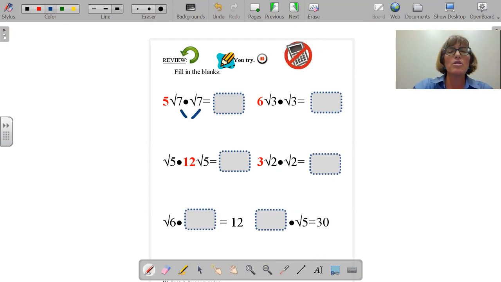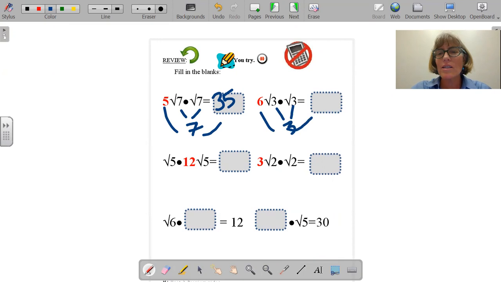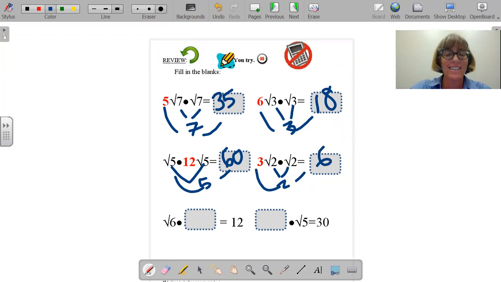Root 7 times root 7 is 7. 5 times 7, 35. Root 3 times root 3 is 3. 6 times 3, 18. Root 5 times root 5 is 5. 12 times 5, 60. Root 2 times root 2 is 2. 3 times 2, 6. Here I need a root 6. That gets me 6. And the complete answer is 2 root 6. I need a root 5. That gets me 5. Complete answer is 6 root 5.